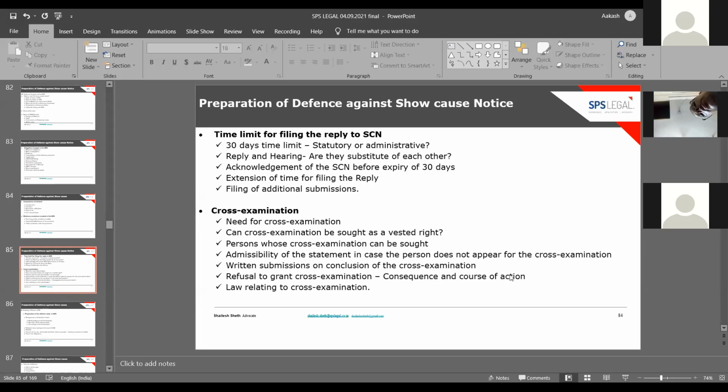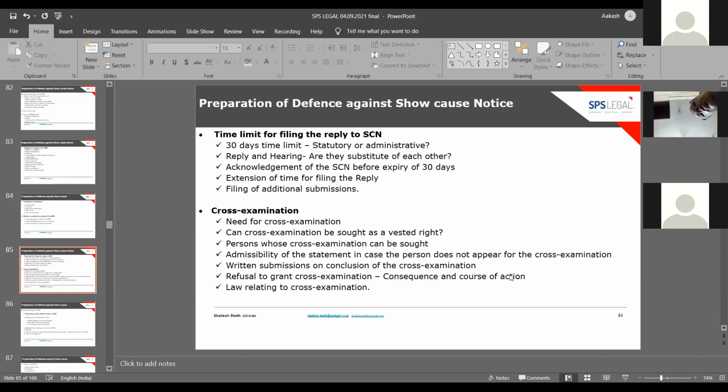If not, please send a letter just before expiry of 30 days. It can typically read like this: the notice was received on this date, it is being studied by us in legal consultation with our advisors, and we intend to file our defense reply in due course of time. However, we deny all the allegations made in the SCN. And finally, a personal hearing may be granted. This can be the initial letter.